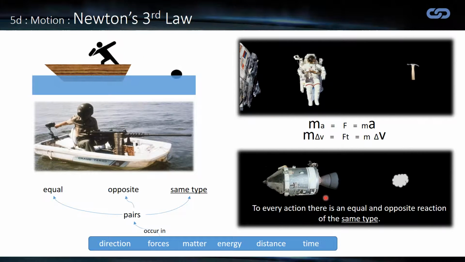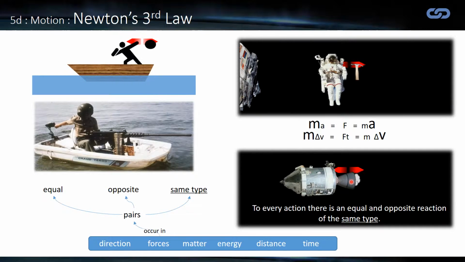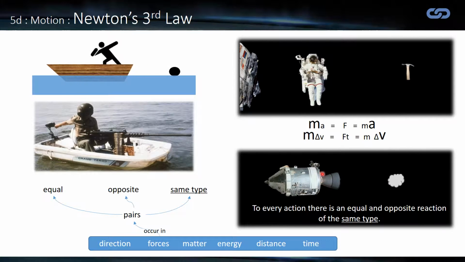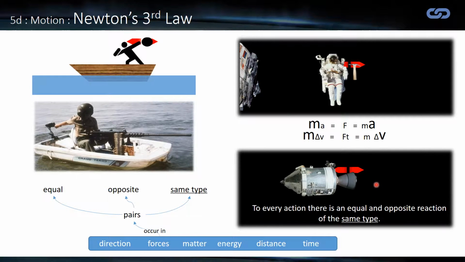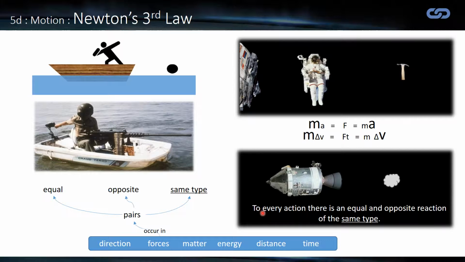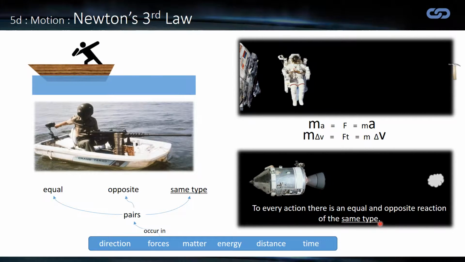Now rockets use exactly the same principle. They don't throw hammers or cannonballs, they throw gas out the back. And so we have some kind of combustion process, force equal and opposite, and it pushes the gas out the back, pushes the spacecraft in the other direction. So to every action there is an equal and opposite reaction of the same type.